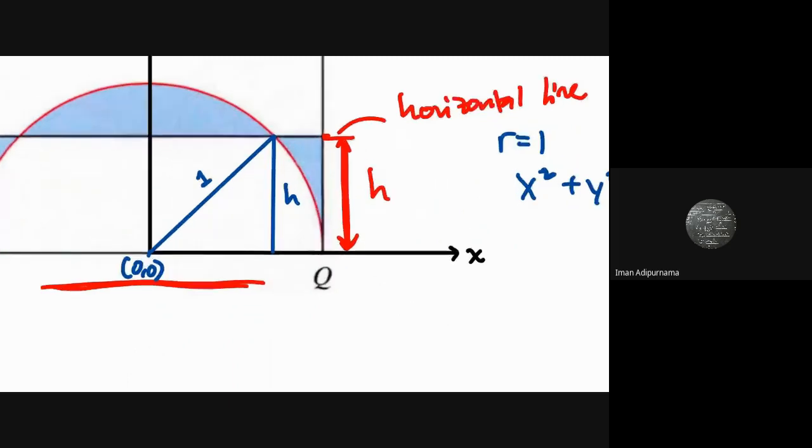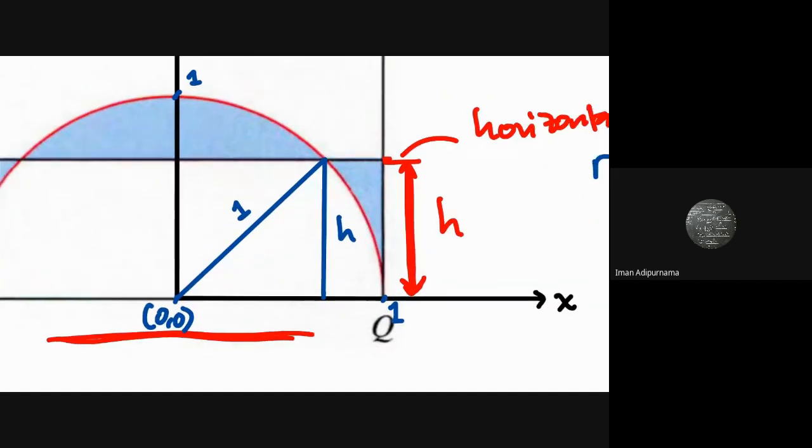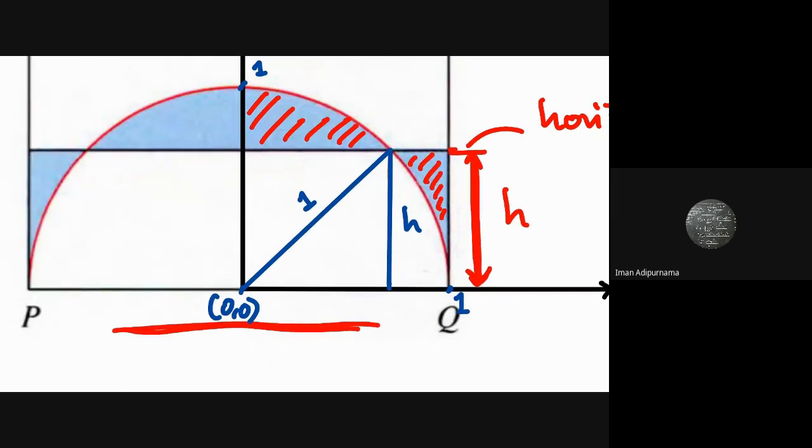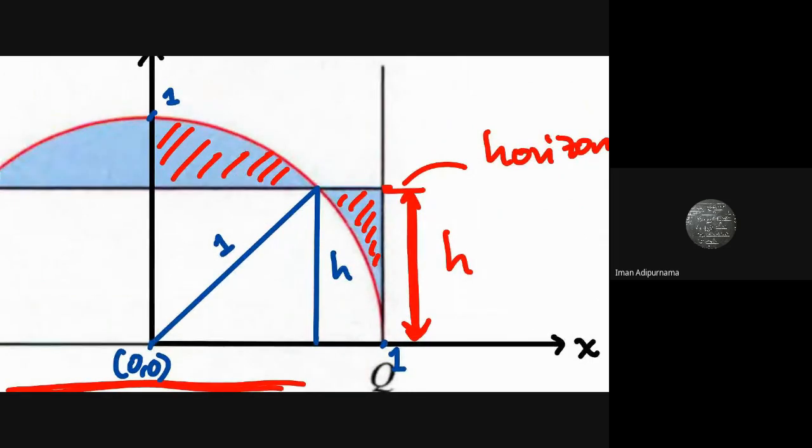So this is also 1. This is 1. So we can think of the area between the curves. Let's just minimize this part, the right part of the area, because the other one is symmetrical. Okay. So first we need to find the area, right?